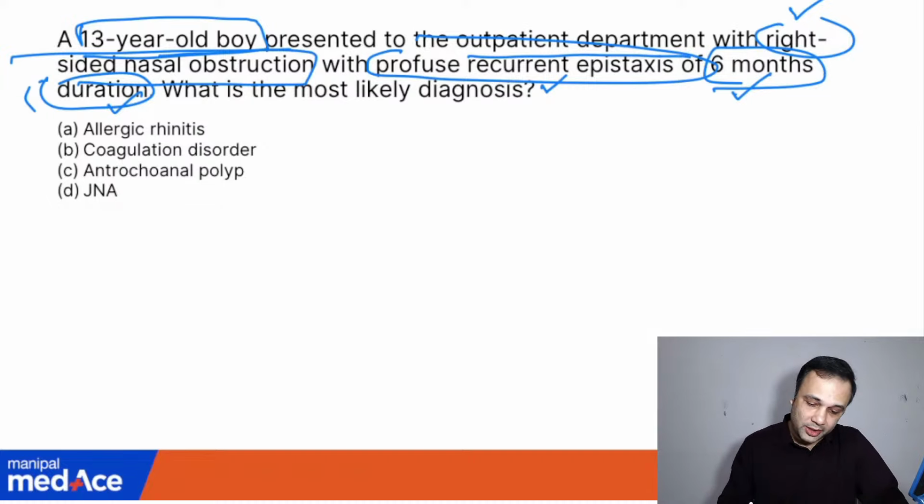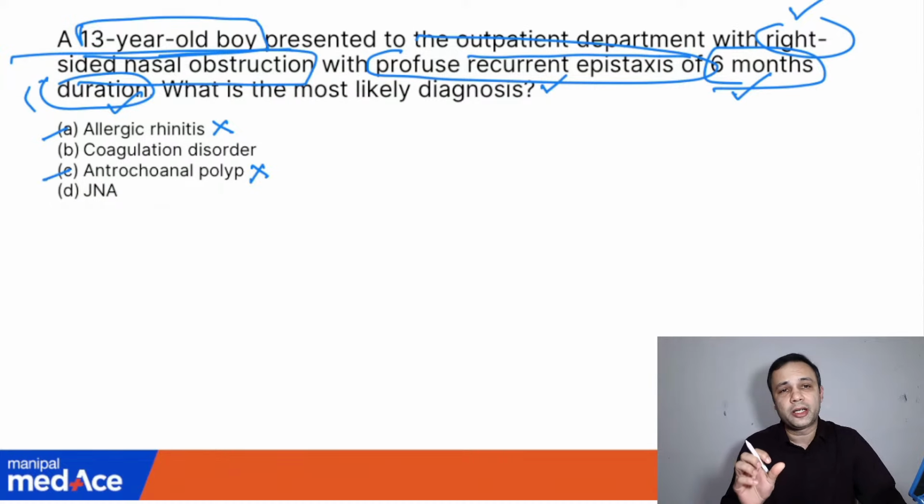Now what were the options given? Allergic rhinitis, definitely ruled out, does not cause epistaxis. Antrochoanal polyp, ruled out. Occasionally an infected polyp may produce a minimal bleed, but profuse recurrent epistaxis is definitely not there in antrochoanal polyp. The two important choices which can cause profuse epistaxis have been left behind here, right? You have coagulation disorder and JNA.